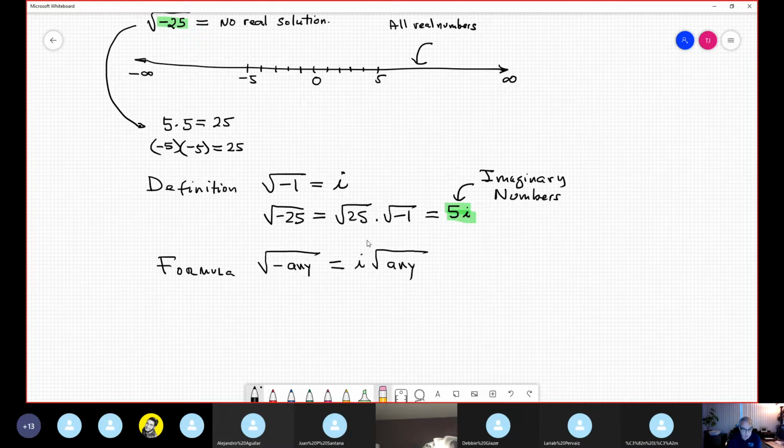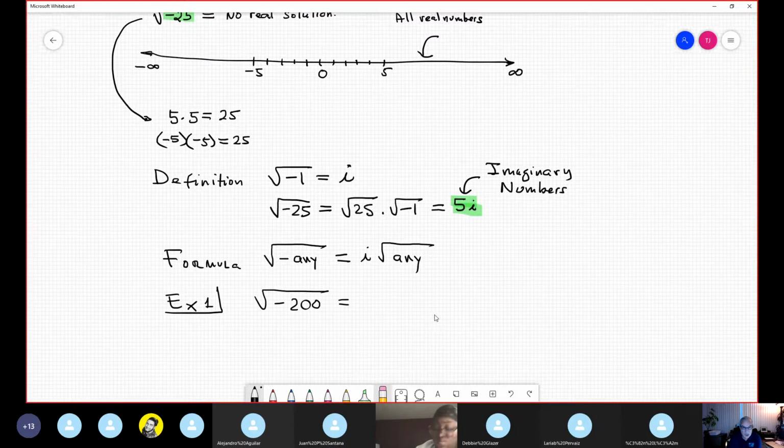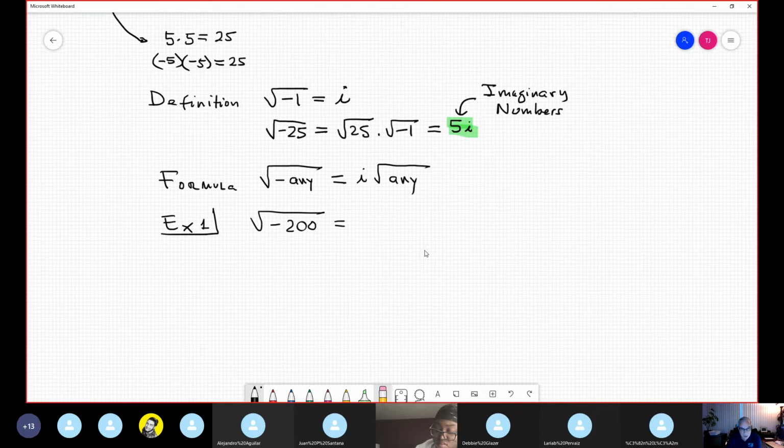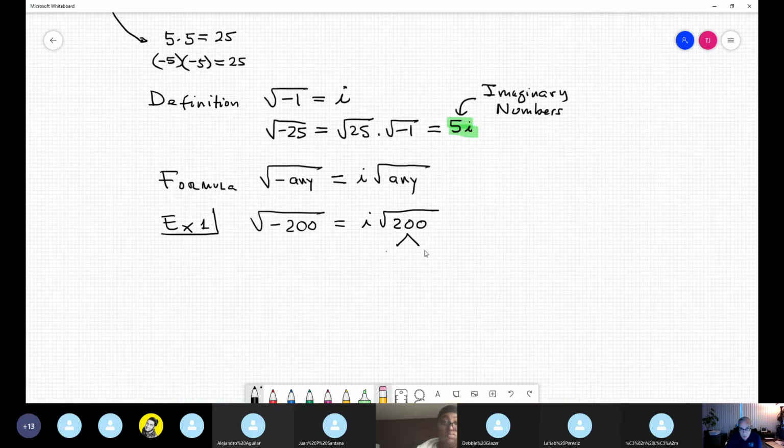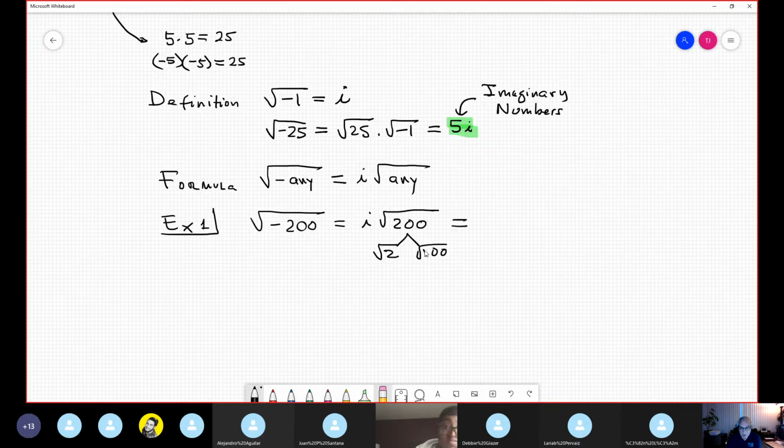Okay? Example 1, to understand this. Square root of negative 200 is equal to, wow, it's imaginary, because it's a negative quantity inside the square root. This is i times the square root of 200. 200, unfortunately, is not a perfect square, but you break it down like 2 and 100. And the square root of 100, I know, is 10. The answer is 10i outside the radical. Radical 2 stays inside the radical, and this is the answer. Again, an imaginary number, because it's negative inside the radical. Super.